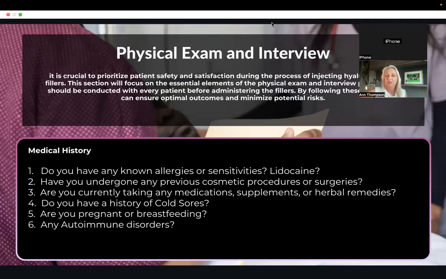You also want to ask if they've had any type of cosmetic or any surgeries, facial surgeries. If they have a chin implant, if they have previous filler, if they were in a crazy car accident and they have a plate in their face, you need to know those kind of things because the filler might react a little bit different if you're going to lay it very deep to the bone. You want to know if they're taking any type of medications, if they have a history of cold sores, if they're pregnant or breastfeeding, and any autoimmune disorders.